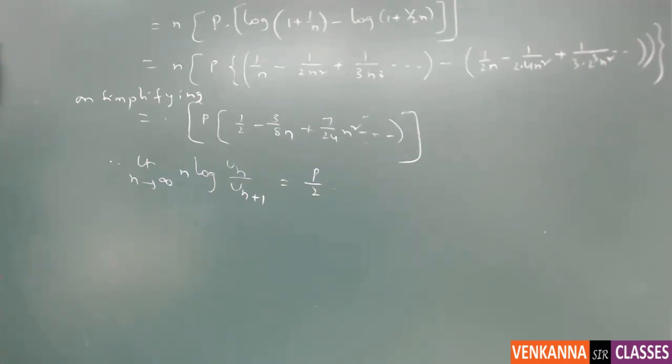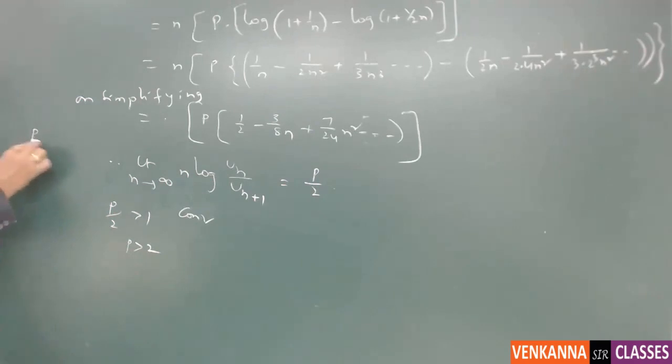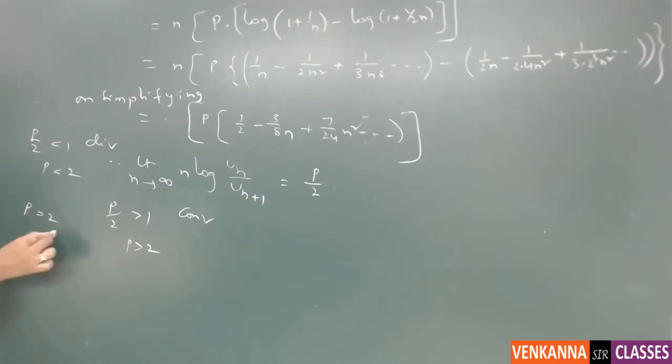So if you are interested, I will write the simplification part also. Okay. So at this point, we take that by logarithmic test. If p by 2 is greater than 1, the series is convergent. That is, p is greater than 2. If p by 2 is less than 1, the series is divergent. That is, p is less than 2. If p is equal to 2, the test fails.